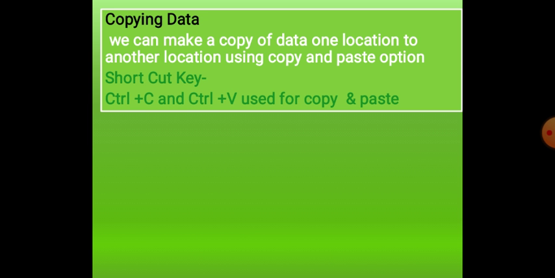Now next is, children, copying data. Copying means whatever data we have typed or whatever formula we have typed, if we want to make its duplicate copy to some other location in the same sheet or to another sheet, we use the copy command and paste command. Children, the shortcut key for the copy command is Ctrl plus C and Ctrl plus V is the shortcut key for the paste command.